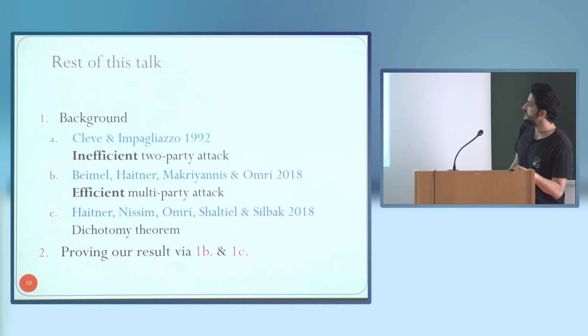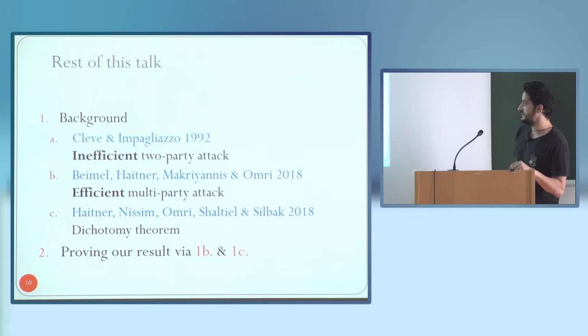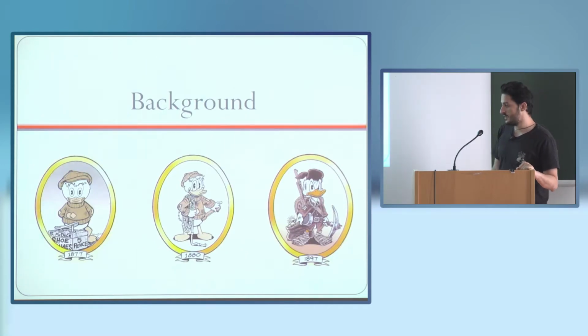Good. So this is what the talk is going to look like. First I'm going to revisit our attack from last year, as well as the attack that inspired our attack, the Cleve-Impagliazzo attack from 1992. This is not Cleve's result, I'd just like to emphasize that. And on the other hand, I'm going to revisit some of the elements that I'm going to need from Ronen's talk. And finally, I'm going to try and convince you that our result is true given these things. So let's start with the background.